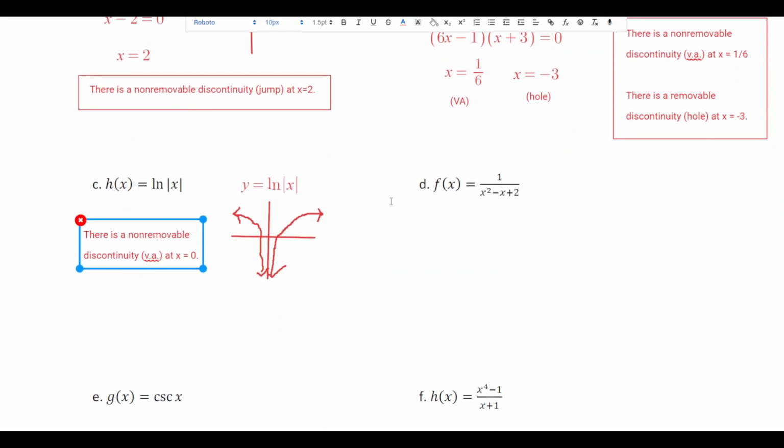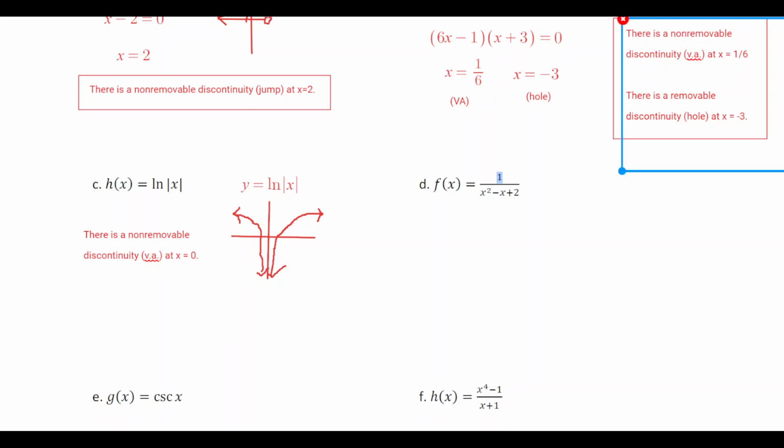Now for D, since our numerator is just 1, we can conclude right away that there's not going to be a hole here. Whatever the x value is that makes the denominator 0 is going to have to be a vertical asymptote. So we know that if there's a discontinuity here, then it's going to be a non-removable discontinuity.